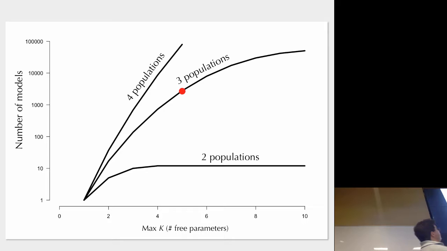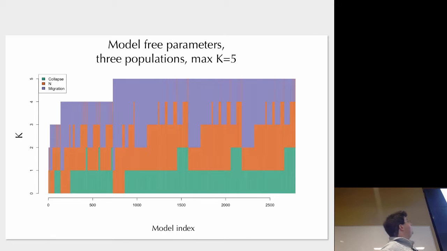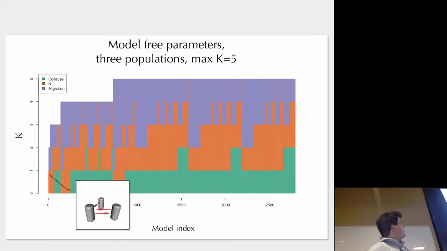And just zooming in on what's happening here, with populations and this number of free parameters, you can see different types of models. We have the number of parameters used for collapse. So we have two populations becoming one; the time of that is a parameter. N, population size, we can have 1, 2, 3, 4. And migration rates, how many migration rates do we have? You can look at this model right here, the simple model.